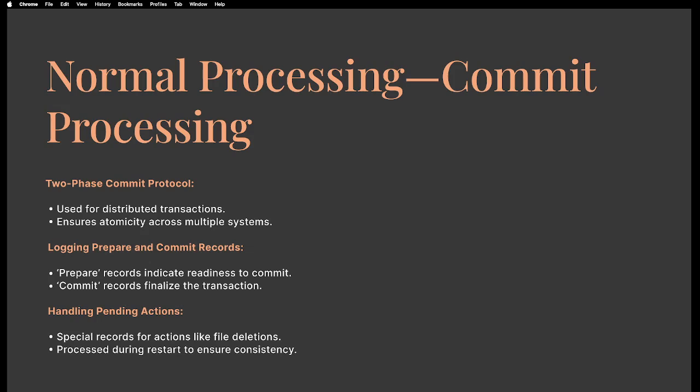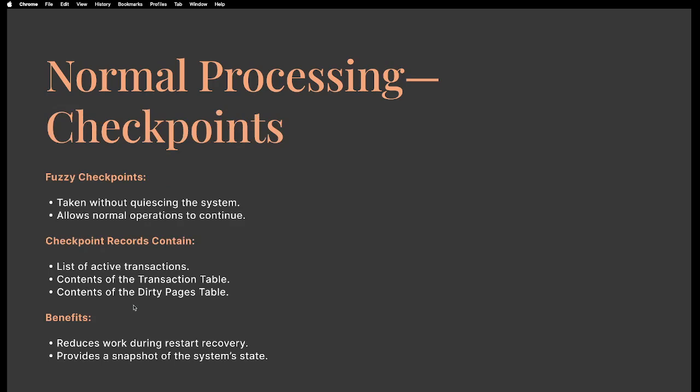So finally we have commit. For commit processing, especially in distributed environments, ARIES uses the two-phase commit protocol to ensure atomicity, right? The transaction logs prepare records, which show they are ready to commit, and commit records to finalize. For pending actions that can't be undone immediately, ARIES locks special records to handle them appropriately during the recovery. So these are the two-phase commit protocol, the logging and preparing of the commit records, and finally handling the pending actions.